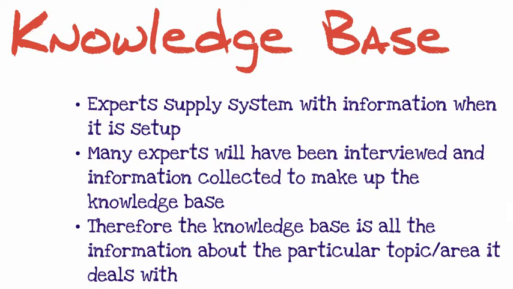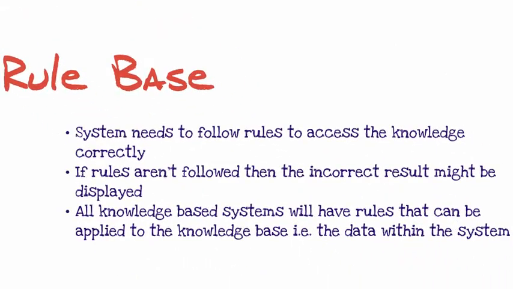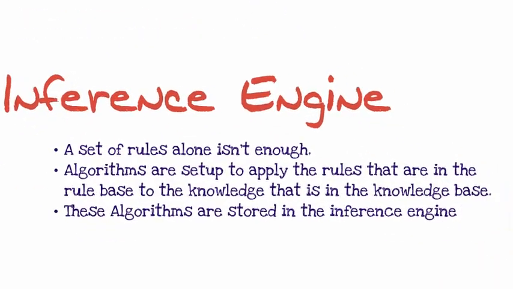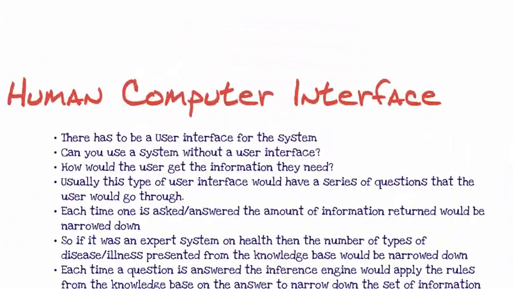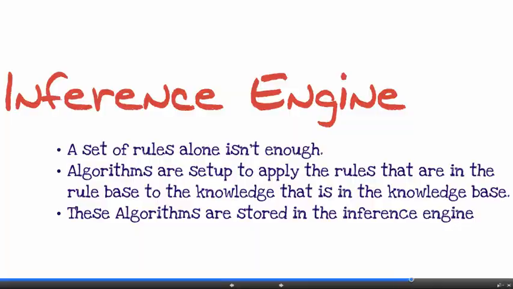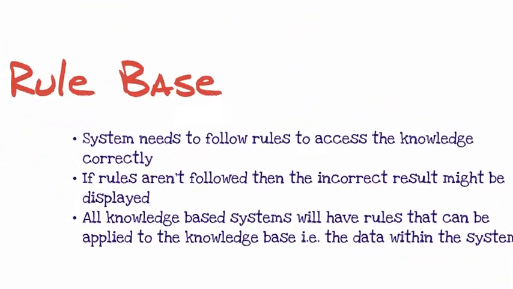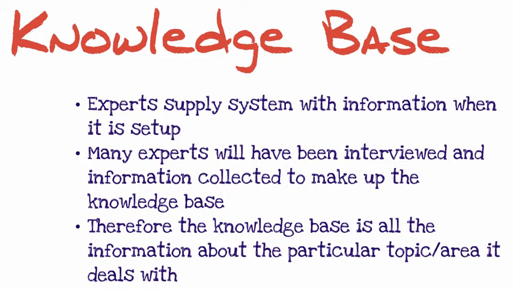Right, so let's have a quick look at the different aspects. Well, first of all, we've got the knowledge base. If you've got 4 marks in a question, you're going to have the knowledge base, the rule base, the inference engine, and the human-computer interface, the 4 areas of a knowledge-based system. And these are the 4 marks that you will get if you just get a simple question of what is a knowledge-based system, a description using those 4 points.